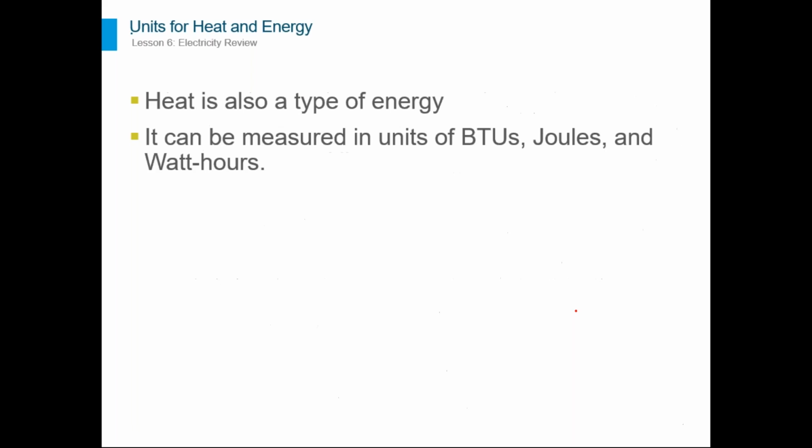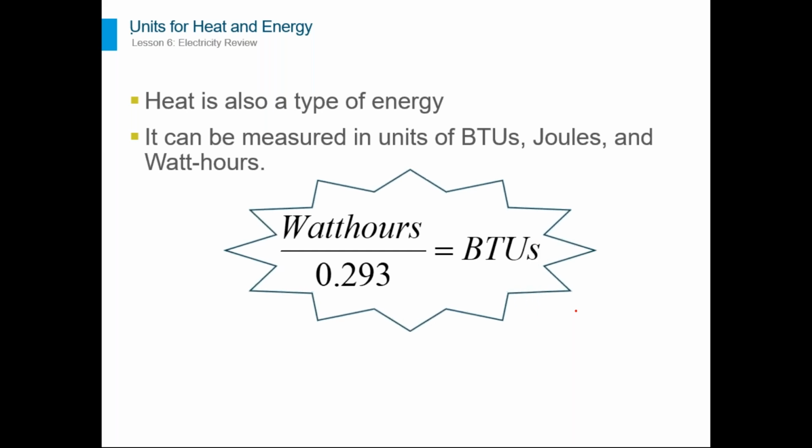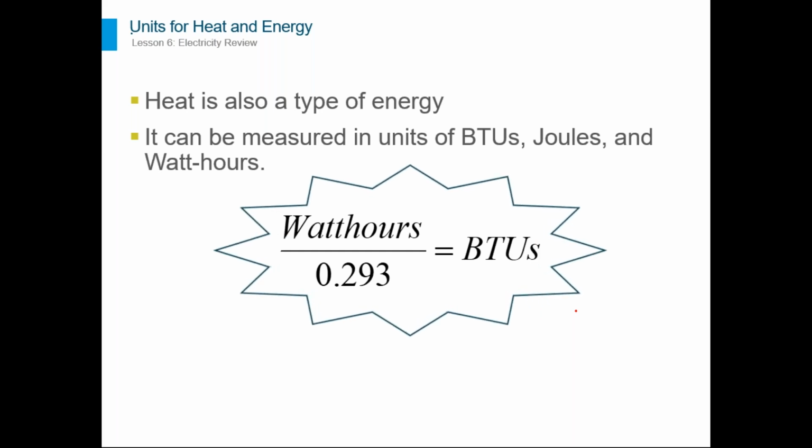And then it does also talk about some conversions. We're talking about electrical energy, but often it's related to heat as well. Heat is also a type of energy, so it's measured in similar units: BTUs, joules, and watt hours. If we want to figure out how much energy is equivalent between watt hours and BTUs, our formula is watt hours divided by 0.293, and that tells us how many BTUs there are.